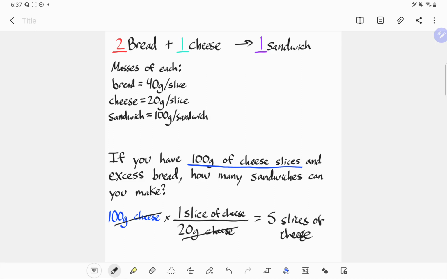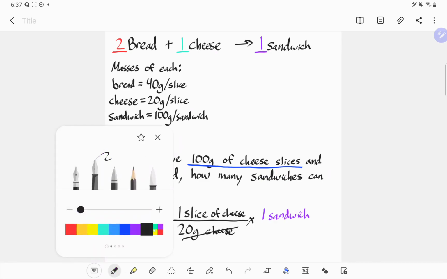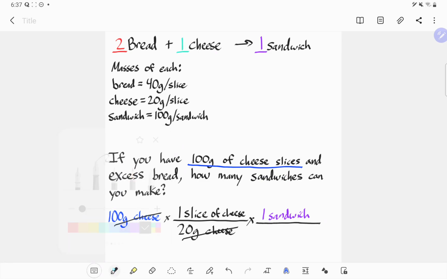So you can do this in separate steps, but I like to do it all at once. So instead of saying we have 5 slices of cheese, let's keep calculating until we get to the units that we want. So we want the units of how many sandwiches we have. So we need to plug in now the ratio of sandwiches per slices of cheese. So we know that we're going to produce 1 sandwich per 1 slice of cheese.